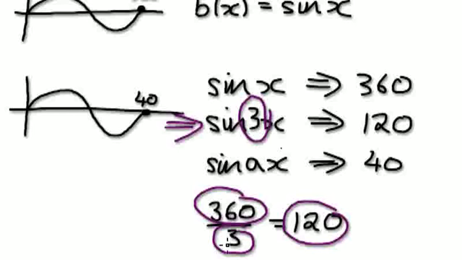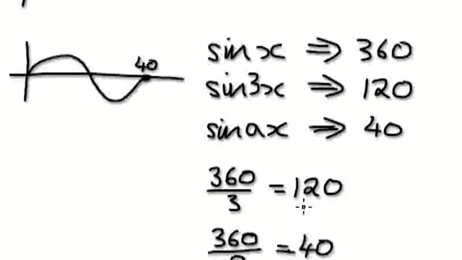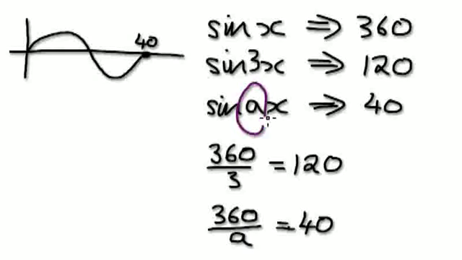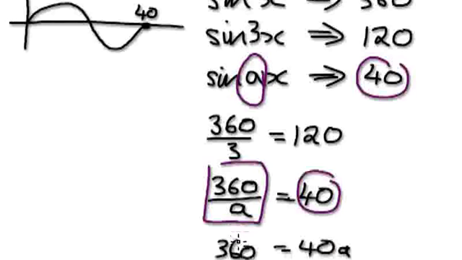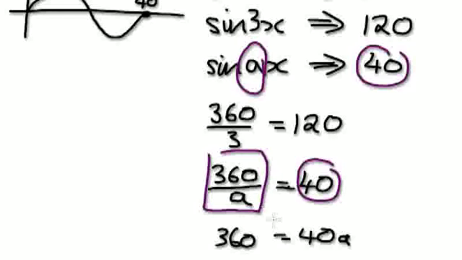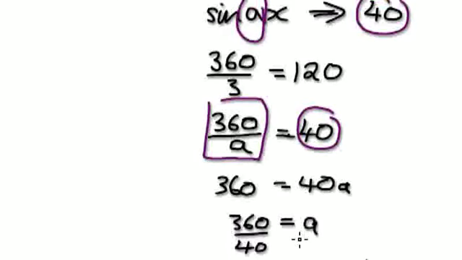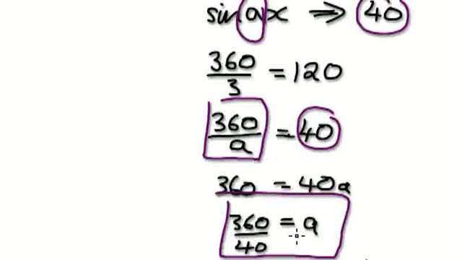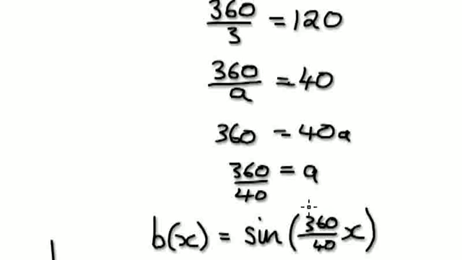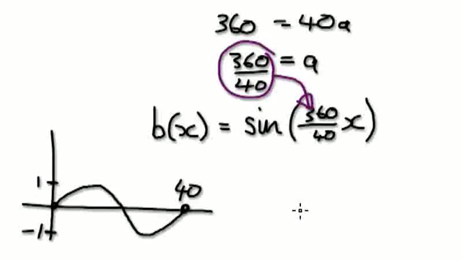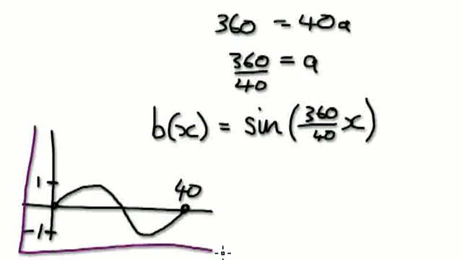So when this is 3, it will give you 120, and then you use the same argument for A. I'm trying to figure out A here, which would give me 40. So you get 360 divided by A equals 40. Here it's just a matter of working out A: multiply both sides by A, and then divide both sides by 40. So A is this. When you put this into here, it will give you a period of 40, and so it will give you this graph here.